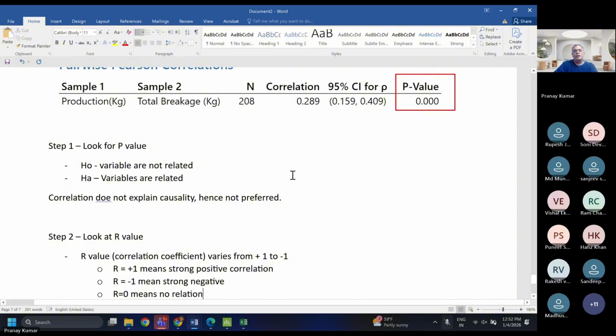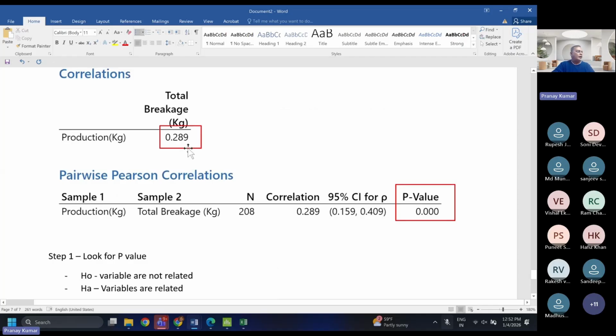Now you tell me the R value that you have gotten, 0.289. Is it closer to 0? Is it closer to 1? Is it closer to -1? People? No relation. Yeah, it is closer to 0. I will not jump in to say no relation. I will say very mild relation. Because it is still close to 0.3. So I will say very mild positive correlation. Why positive? Because it does not have a negative sign. Clear? Yes sir, clear.